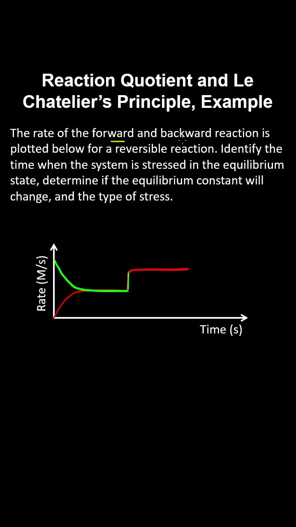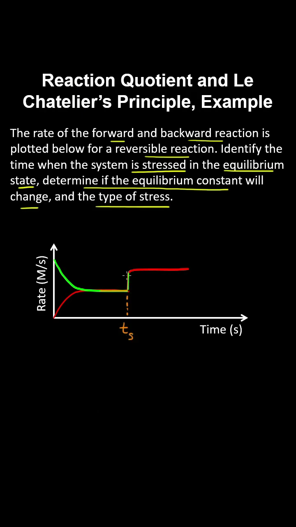The rate of forward and backward reaction is plotted below for a reversible reaction. Identify the time when a system is stressed in the equilibrium state, determine if the equilibrium constant will change, and the type of stress. Well, the system is at equilibrium when the rates are equal, so it's being stressed at this time over here, where there's an abrupt change in the rates of reaction.